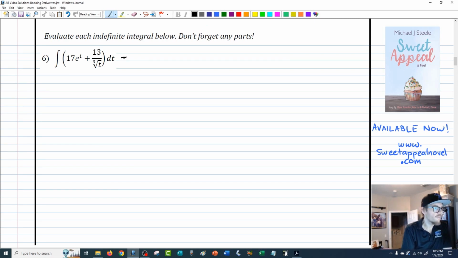So the first move I'm going to make here, and this isn't necessarily the same move every person would make, but this is definitely the move I'm going to make, is going to be to use one of our properties. I don't know that we necessarily address those properties just yet, but the properties do hold. You can separate this effectively into 2 separate little integrals. We're going to do the integral of 17e to the t dt.